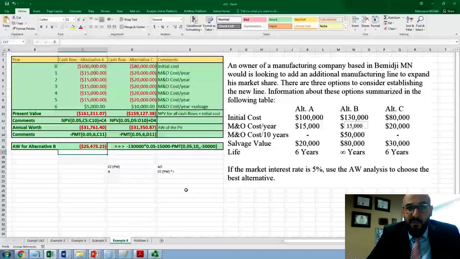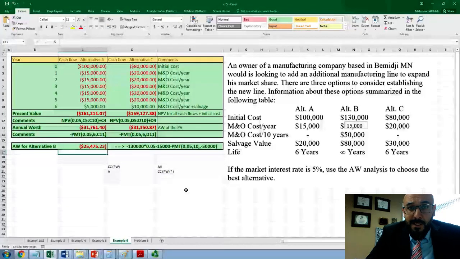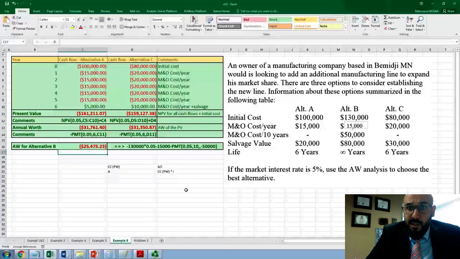And the final decision should be selecting alternative B, because this will be the less expensive option.